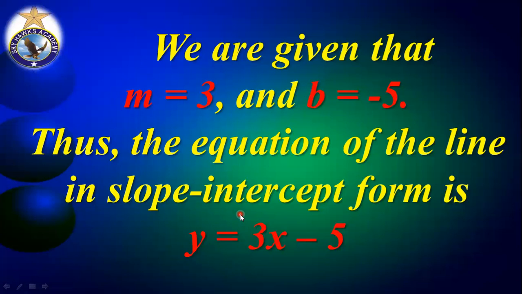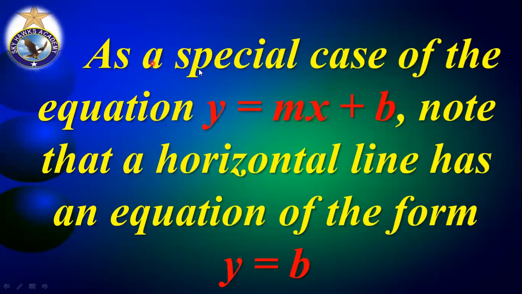So in this way, you can get the right answer or the right location of the line. They may ask what the location of the line is anyhow, so this is the supplementary question. As a special case of the equation y = mx + b, note that a horizontal line has the equation of the form y = b.